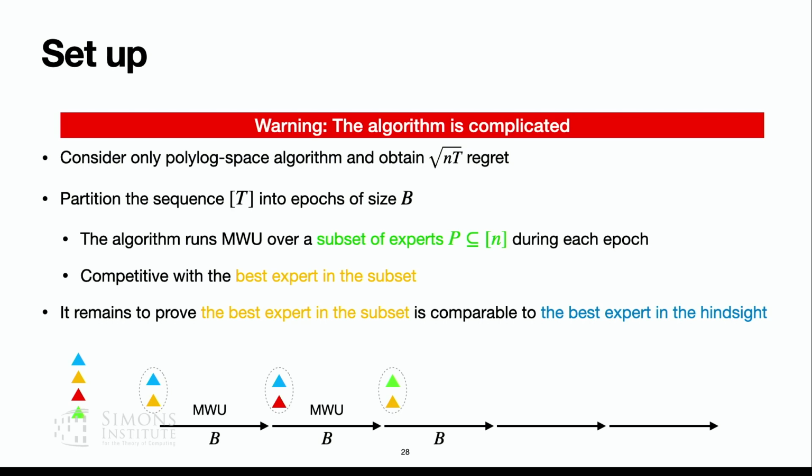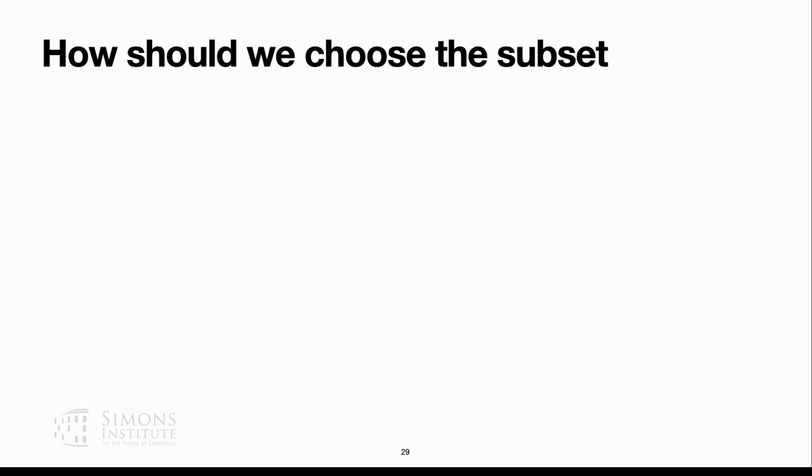Okay, and you can see essentially I describe all the details of the algorithm, except I omit the key part. That's how we choose this subset P. How should we choose this subset? So in the algorithm, I will update the subset at the end of each epoch. Okay, let's update every epoch.